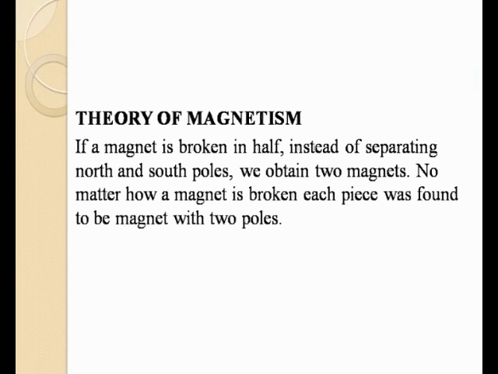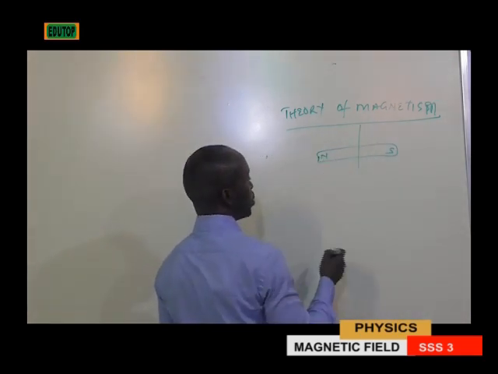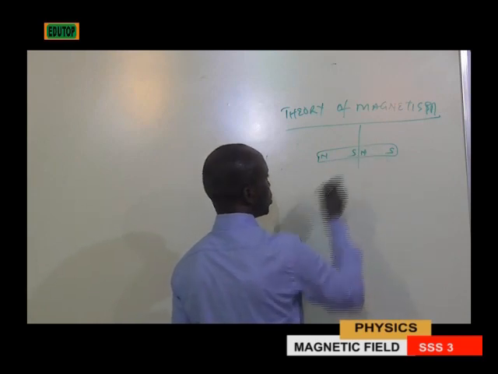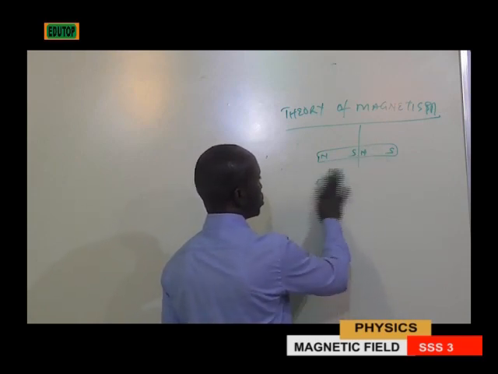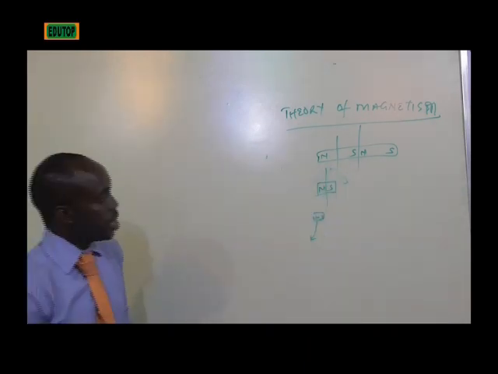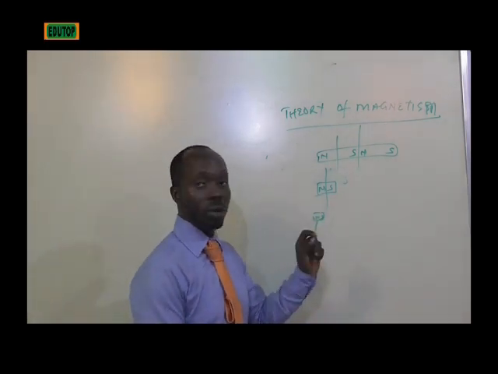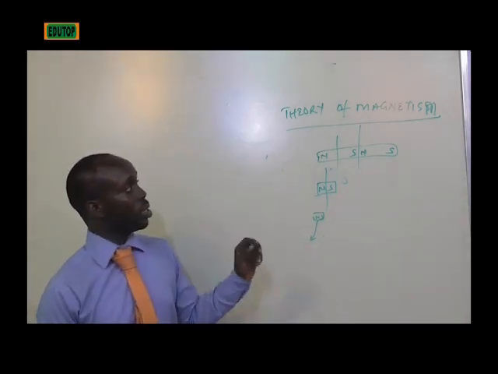It says if a magnet is broken in half, instead of separating the north and south pole, we will obtain two magnets. You understand? No matter how a magnet is broken down, each piece will be found to be a magnet with two poles. Very straightforward. If I have a bigger magnet, we have the north and the south. If I break it down, I will have north-south straight up. If I break this one down too, I'll have north-south. If I break this down, I'll have north-south. So irrespective of the size of what I'm breaking down, there will always be a north and south pole. That's a major theory under magnetism.